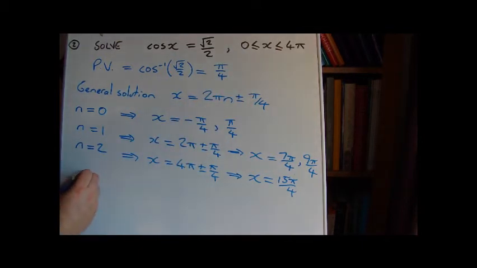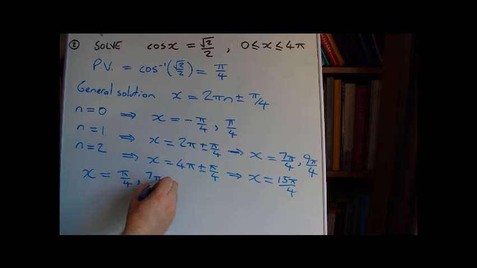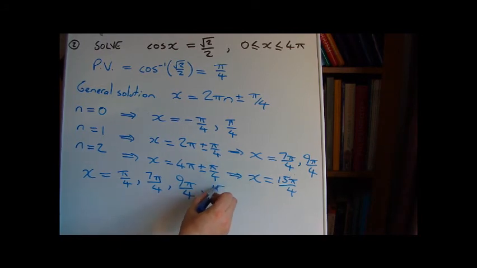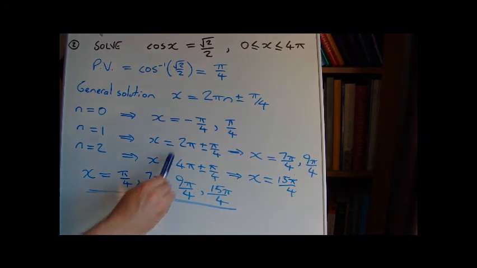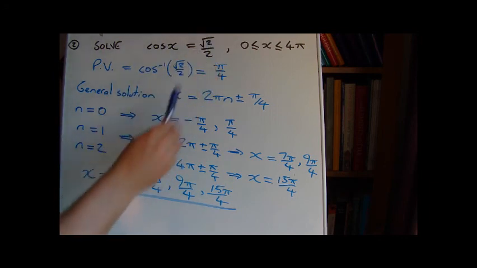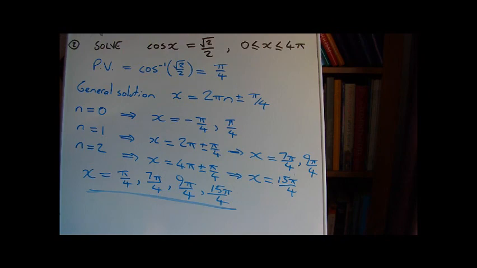So we've got our complete set of solutions, so we'll just write them out in order. So x is equal to pi over 4, 7 pi over 4, 9 pi over 4, and 15 pi over 4 radians. You can check these solutions are correct by substituting them back into the original question, and they should be equal to root 2 over 2, which is about 0.707.